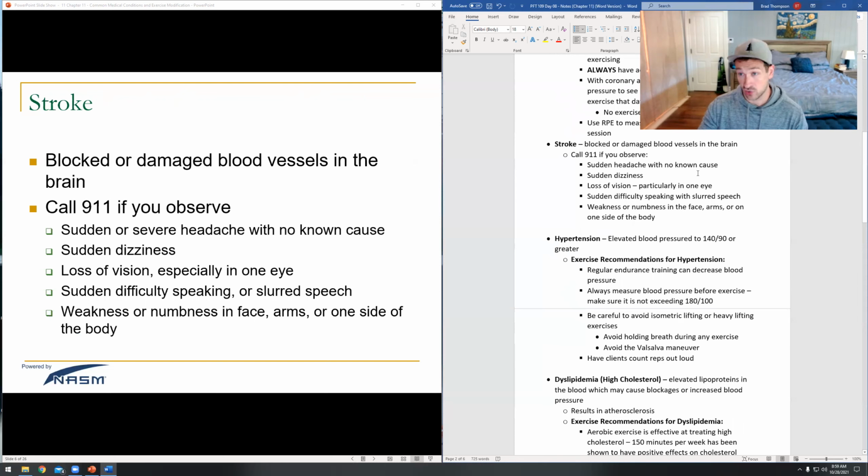So we've also got stroke to talk about. This was one that we didn't talk too much about when we talked about special populations. We actually didn't do much on stroke, but stroke is very similar to a heart attack. They're essentially the same thing. They just happen in different organs. So this is blocked or damaged blood vessels that lead to your brain.